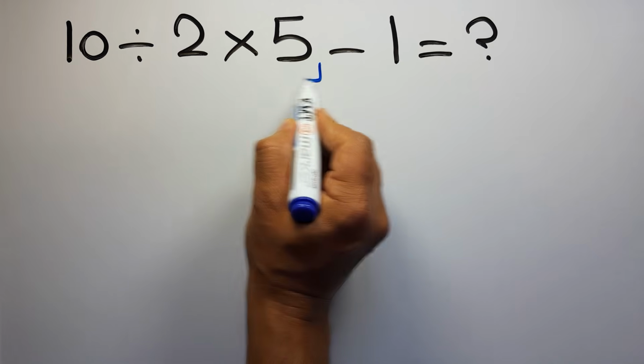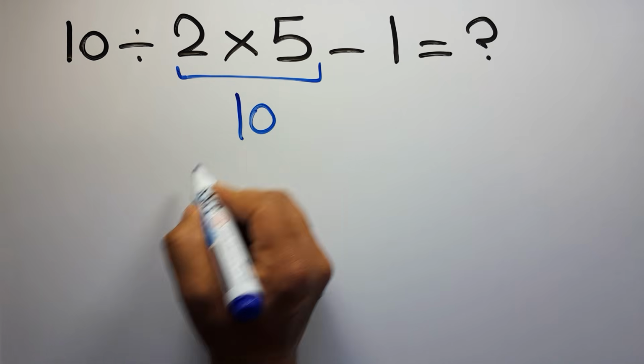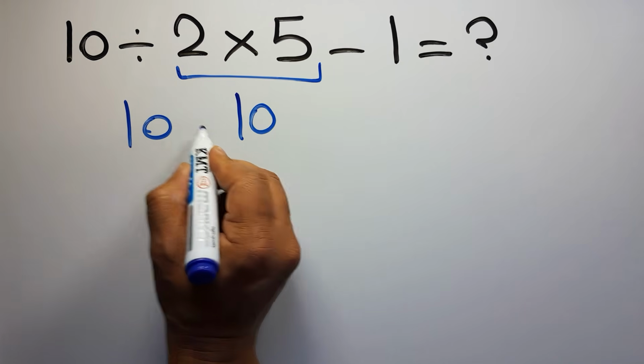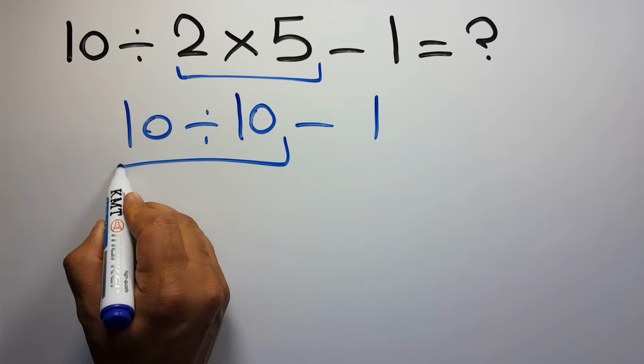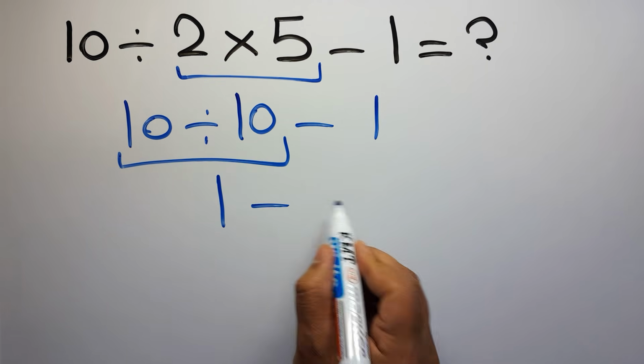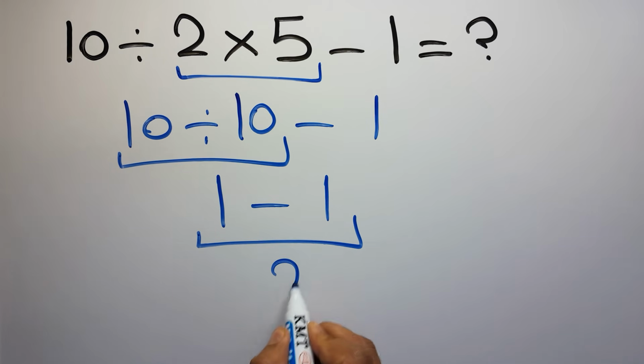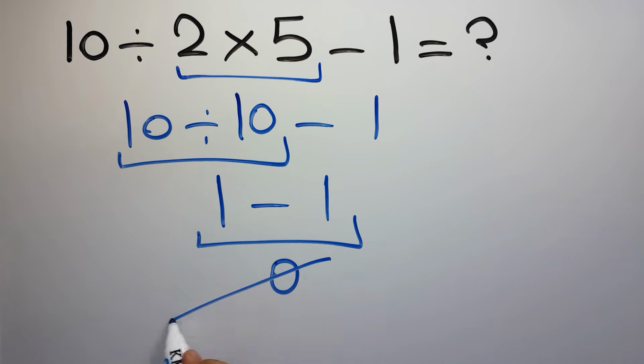2 times 5 gives us 10. And 10 divided by 10 minus 1. Now, 10 divided by 10 gives us 1, and 1 minus 1 equals 0. But this answer is not correct.